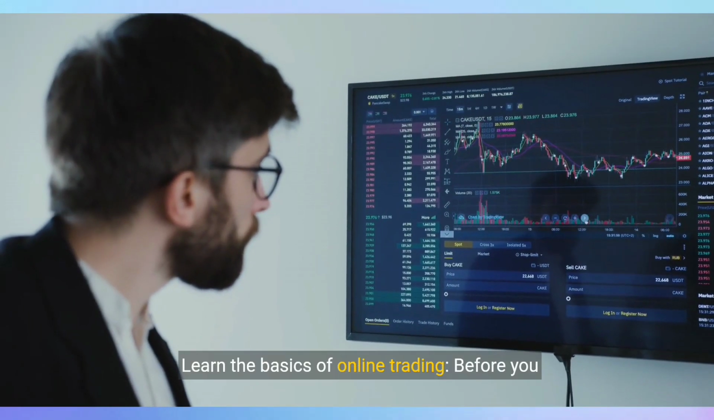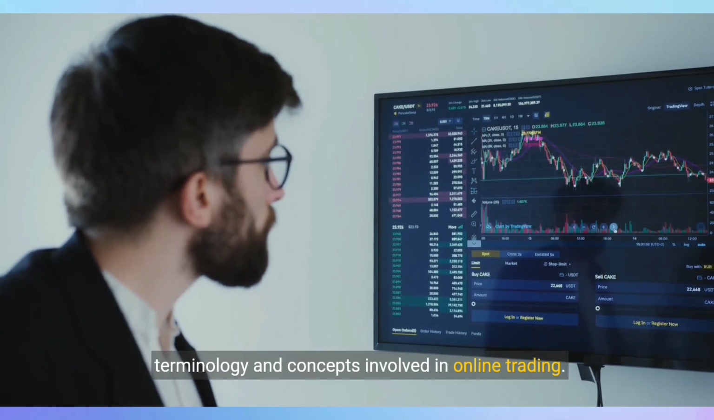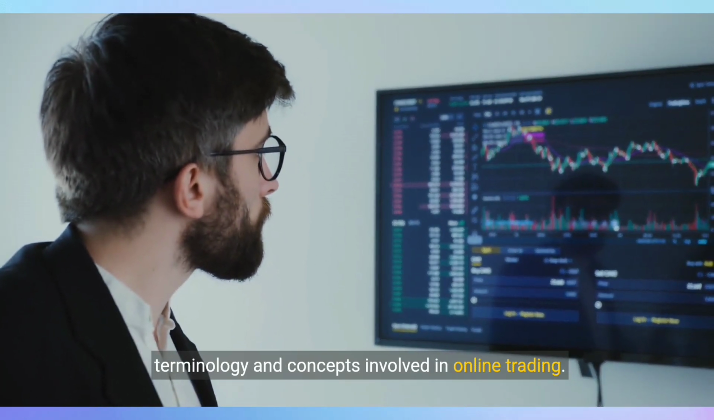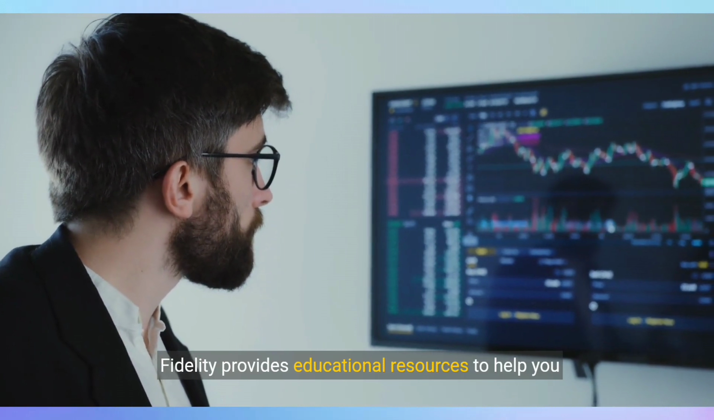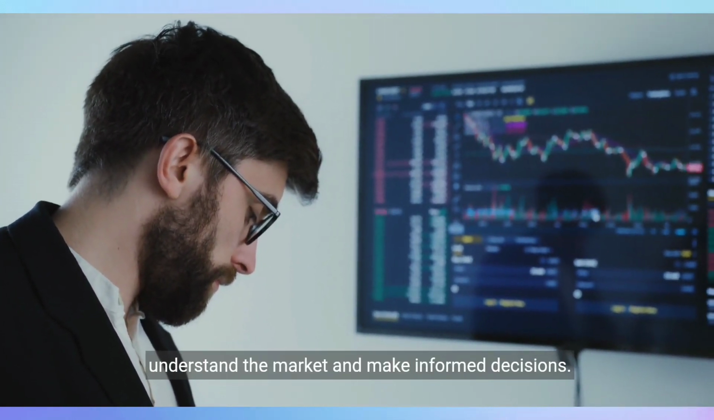Learn the basics of online trading. Before you start trading, familiarize yourself with the terminology and concepts involved in online trading. Fidelity provides educational resources to help you understand the market and make informed decisions.